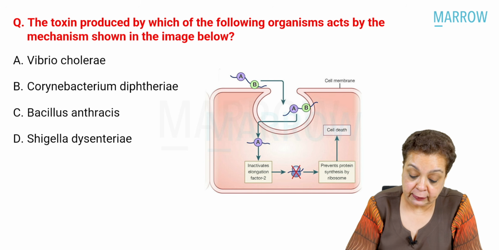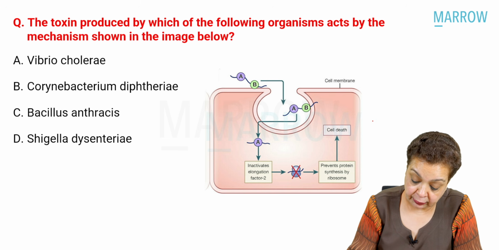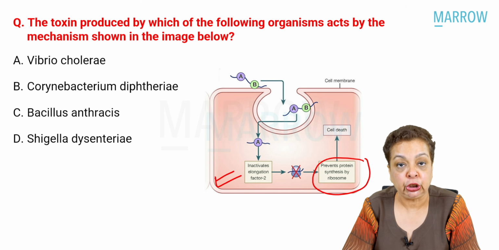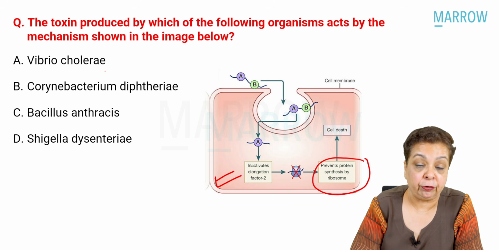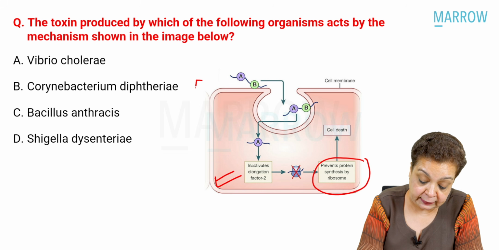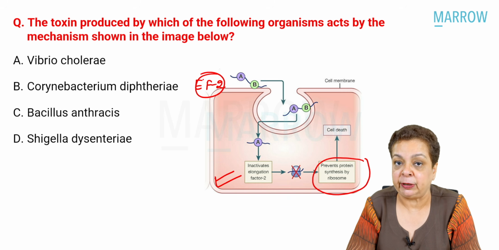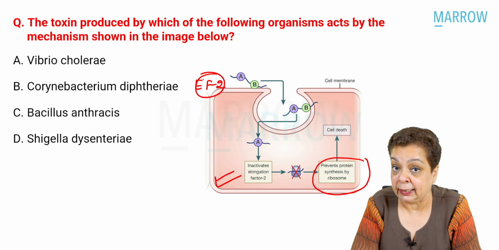Next question, the toxin produced by which of the following organisms acts by the mechanism shown in the image below? Here you can see in this image, the action is preventing protein synthesis via elongation factor 2. We know there are 4 toxins which act by inhibiting protein synthesis. Let's find out our answer. Vibrio cholerae acts by increasing cyclic AMP. Corynebacterium diphtheriae, yes, this acts via elongation factor 2, inhibits elongation factor 2 and thereby inhibits protein synthesis. Bacillus anthracis, its anthrax toxin acts by increasing cyclic AMP.